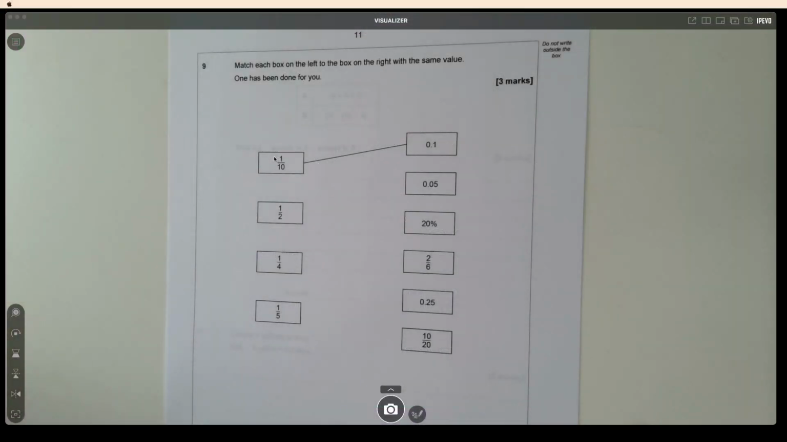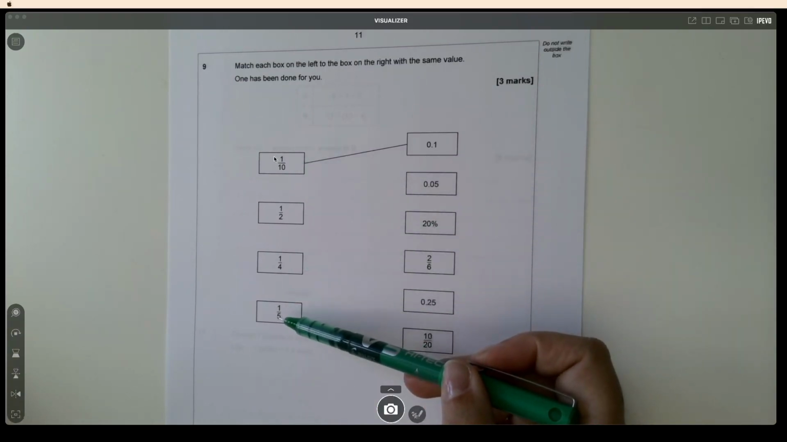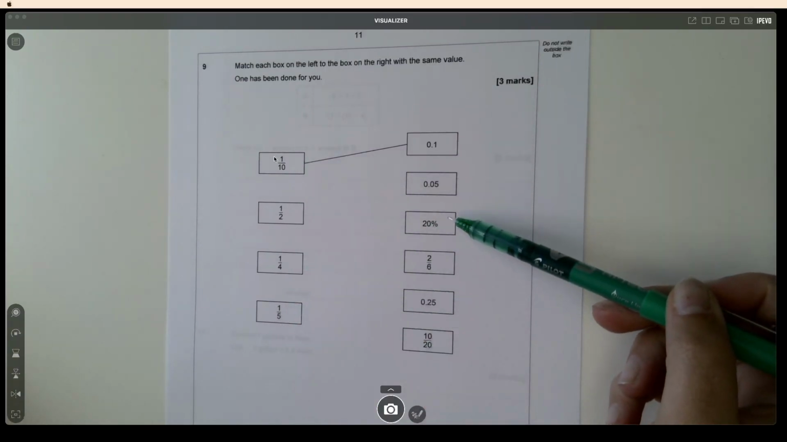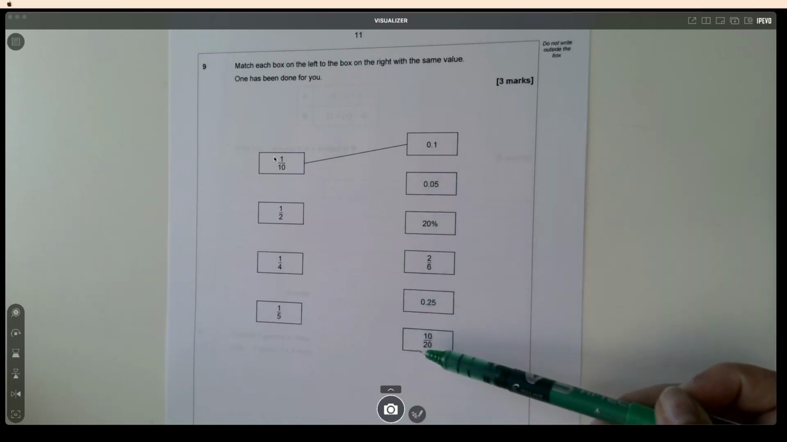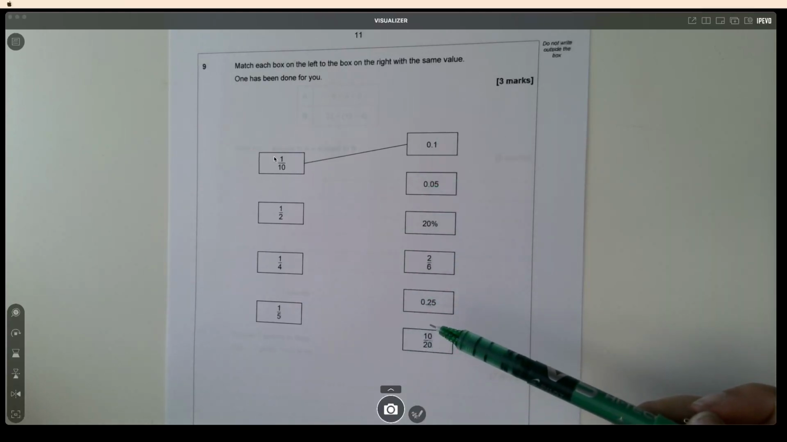Question 9. Match each box on the left to the box on the right with the same value. One has been done for you. So we have 4 boxes on the left, but we have 6 boxes on the right. So we're not going to need to use all of this. So that's an important thing to note.